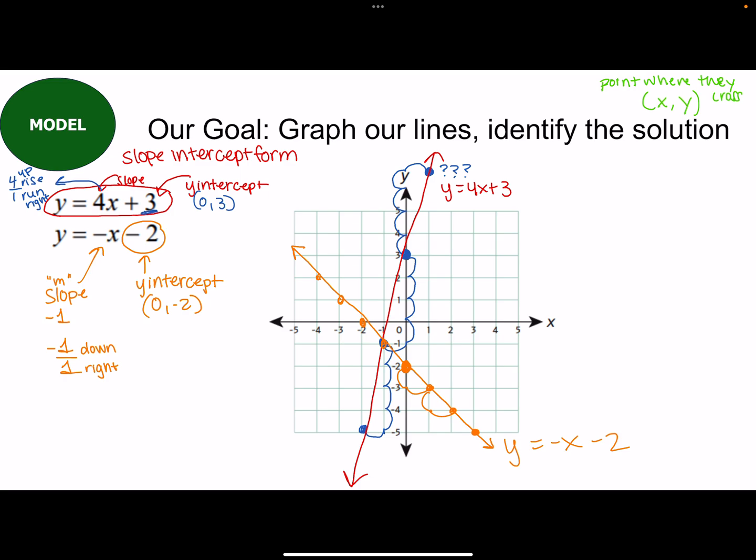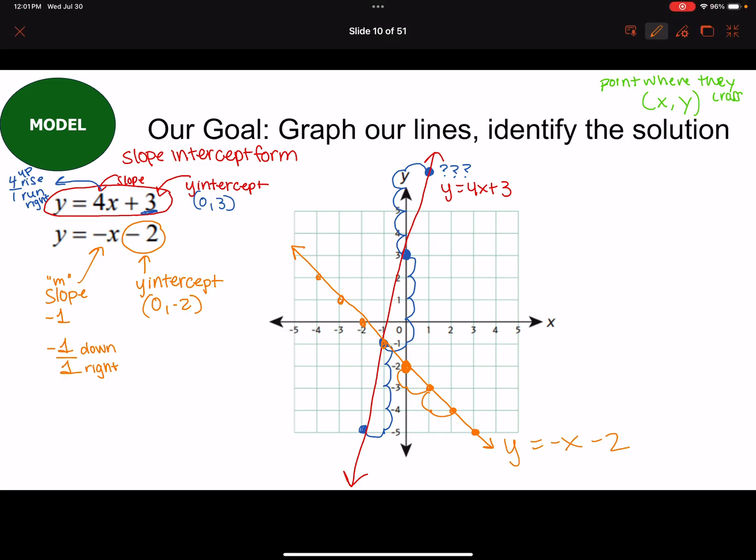Now, these lines do cross, and I can see the solution. This is where they overlap, this point here in the middle, which is at -1, comma, -1. This is the solution. So when you're graphing a system and you're looking for a solution, you're looking for where the two lines intersect or where they cross. So this is where our lines intersect or cross, is at -1, -1.